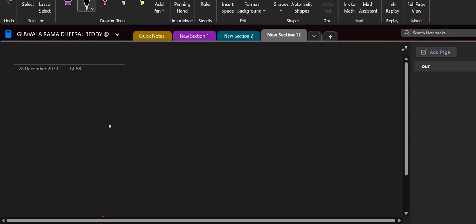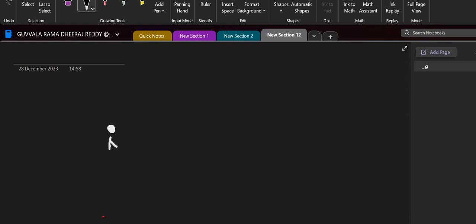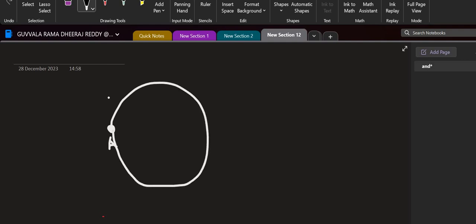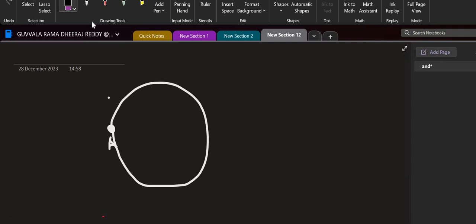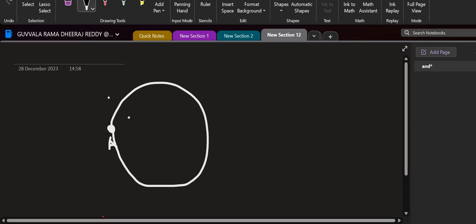I'm considering the same situation. There is a point A, and there is a circle. You can think there is a circular road. It is going in a circle.